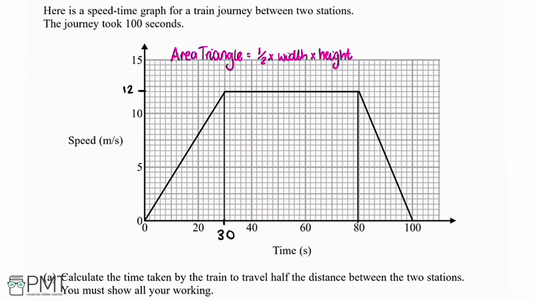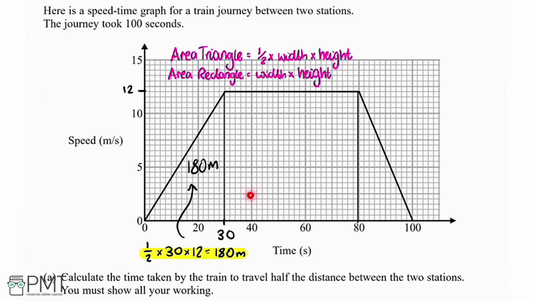The area of a triangle is half multiplied by the width multiplied by the height. So for this one, we have a half multiplied by the width, which is 30, multiplied by the height, which worked out to be 12, giving us 180 meters. The distance represented by this part here is 180 meters. Now look at this over here. We're going to work out the area of a rectangle. The width, going between 30 and 80, is 50. So 50 multiplied by the height, which is the same height as before, 12, giving us 600 meters.